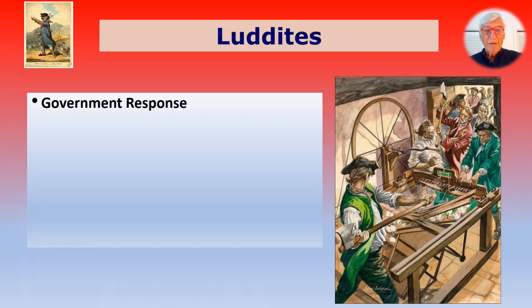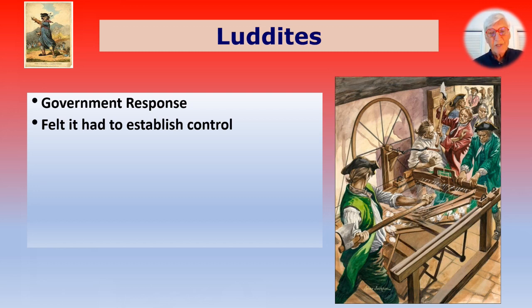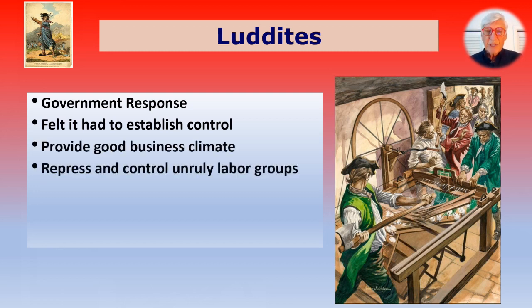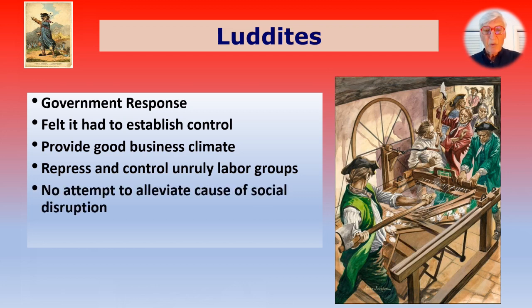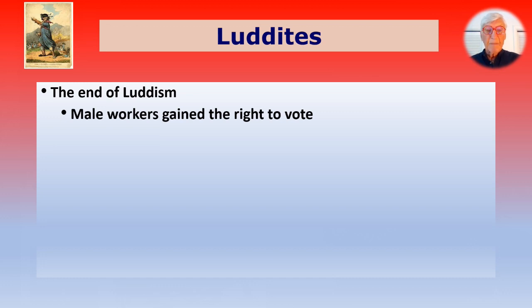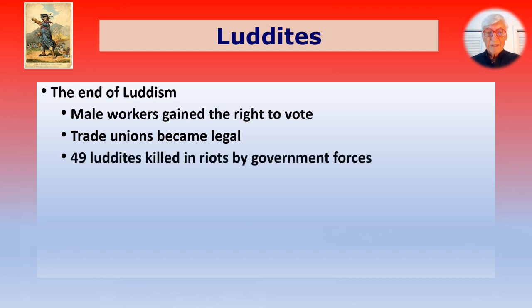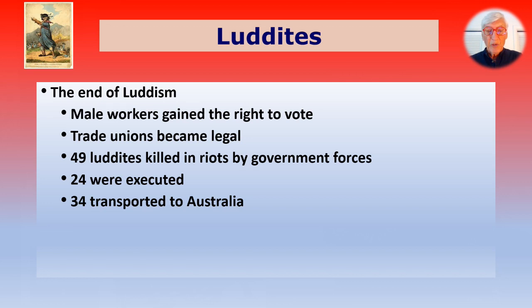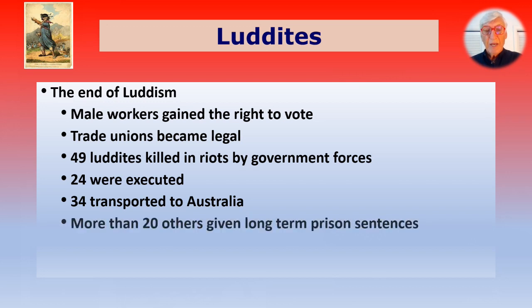The government's response to the Luddites: it felt it had to establish control. It had to provide a good business climate, had to repress and control the unruly groups. No attempt was made to alleviate the cause of the social disruption. And so, the end of Luddism. The male workers actually gained the right to vote as a result of it. Trade unions were legalized. 49 Luddites were killed in riots by government forces. 24 were actually executed, and 34, as another punishment often used during this time, were transported to Australia, which was viewed as the end of the world. More than 20 others were given long-term prison sentences.